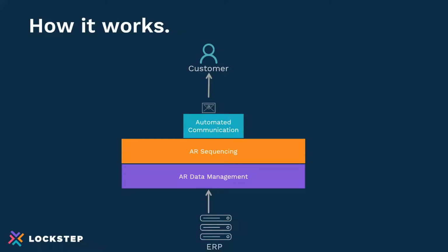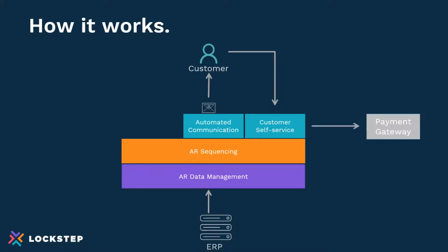But the key is, in that email, there's actually what's called a magic link. And the magic link brings them to a customer self-service capability. So they can go online and see all of their invoices. If they have a concern with one, they can log a dispute, they can do an inquiry, all of that online. But most importantly too, they can make a payment online.